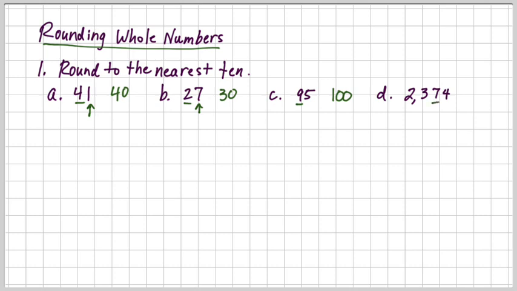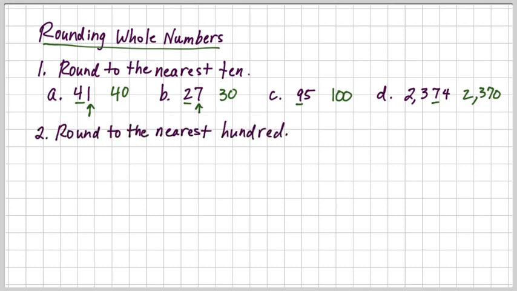All right, so let's round this last number to the nearest 10. So the 7 there is going to stay the same since the 4 is less than 5. So this will be 2,370. All right, let's go on to the next problem. So here we're going to round to the nearest 100. So I would encourage you to try these and then turn the video back on.